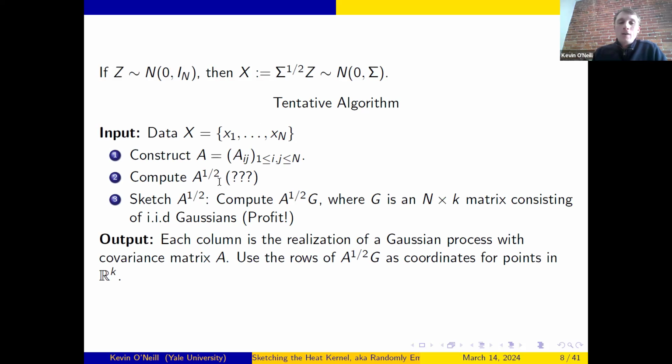We'll hold off on that for just a little bit. And then we have to multiply by a bunch of IID Gaussian vectors. If you want to do multiple of them, it's just multiplying by a matrix of IID Gaussians. So this is your standard sketching matrix. It's a very, very simple thing. People do it all the time. You take the rows of the sketch as coordinates for your points in R^k, and you're done.